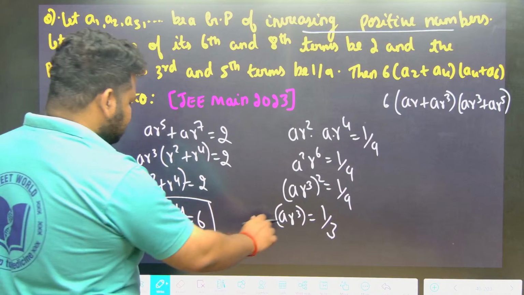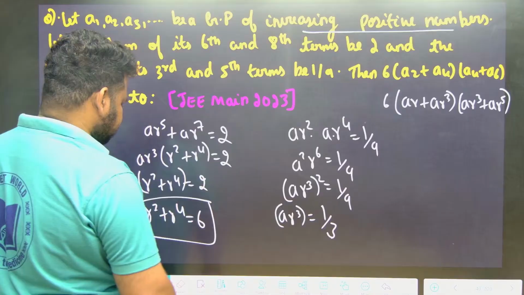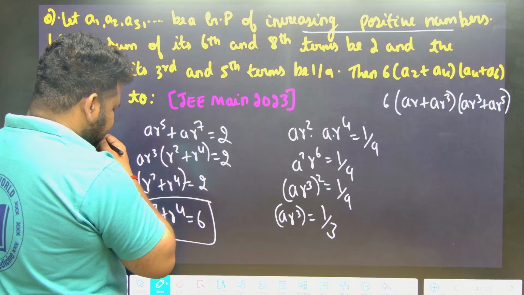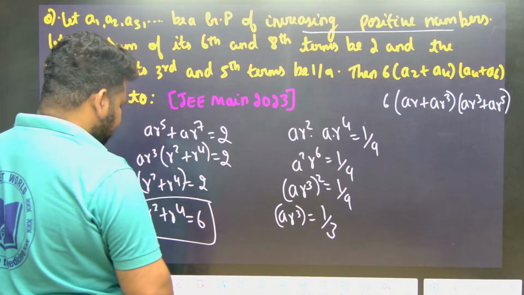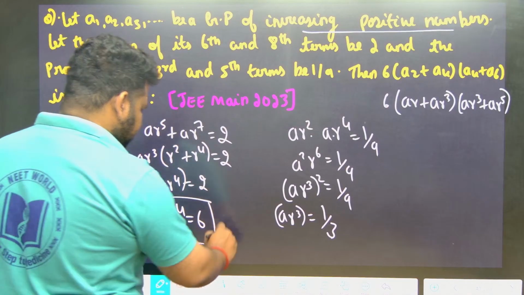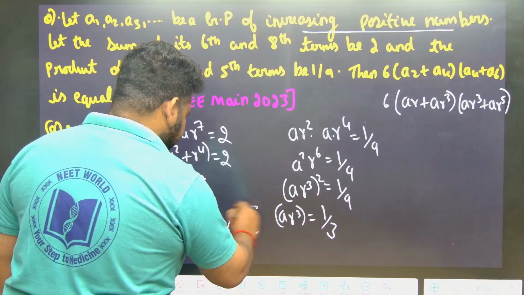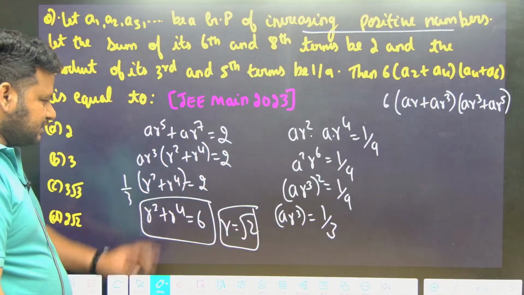Then ar cube I got as 1 by 3. So what can I take common here? Here r square plus r power 4 is equal to 6. So on solving this, I will get r is equal to root 2.